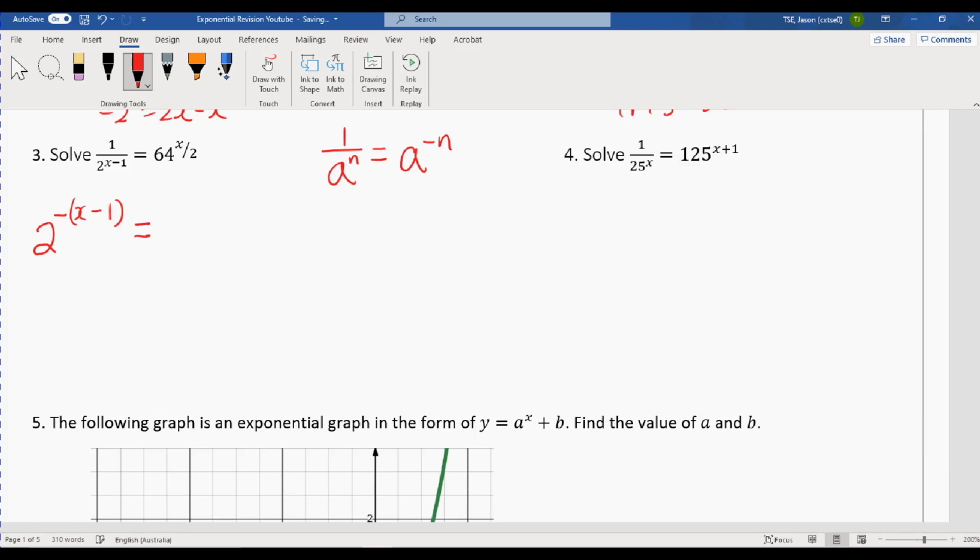Okay, how about on the right-hand side though? So that's 64, to the power x minus 2. I know that looks a bit weird. That's x over 2 as the power.